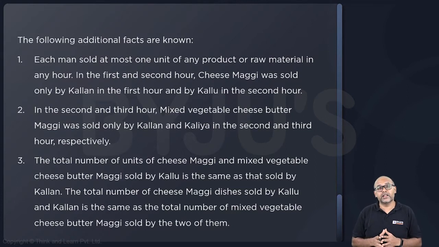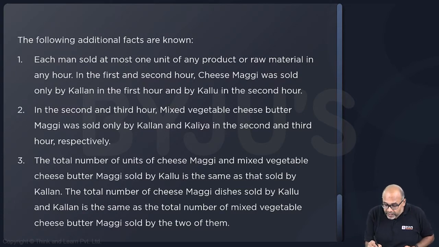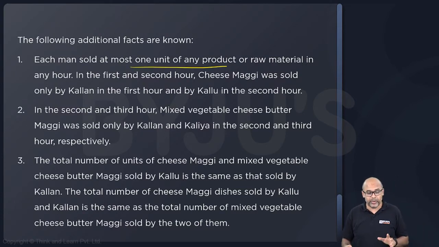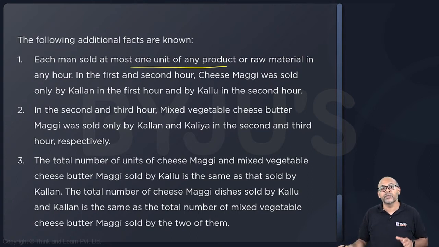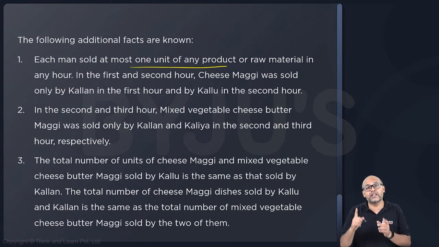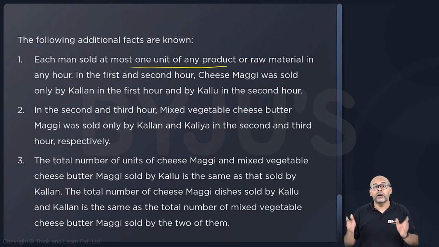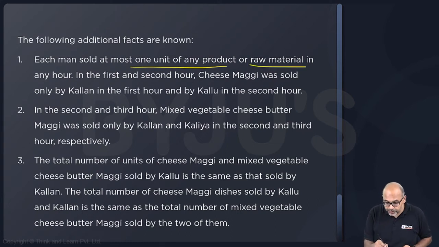Again, there are a few pointers given to us to keep track of when we are working on this set in terms of numbers. First thing is, each man sold at most 1 unit of any product or raw material in any hour, which basically means you are not selling two of the same thing in any 1 hour. For example, cheese Maggi is sold only once in 1 hour. It cannot be sold 2 times by the same person. Two different people might have sold it, but in that 1 hour, 1 person will sell only once. Same for raw material in any 1 hour.